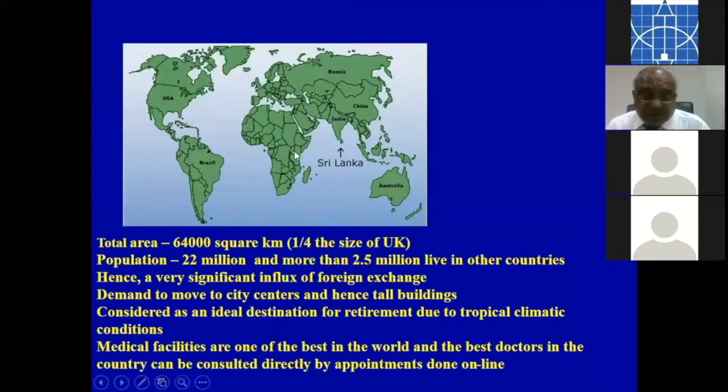Now let's see, what's the size of Sri Lanka? 64,000 square kilometers, a very small country. And you can see small countries in the world are also much bigger than Sri Lanka. When you compare India and Sri Lanka, it's a very small country. Population 22 million, but out of this, 2 or 2.5 million live in other countries. That is one of our strengths as well.